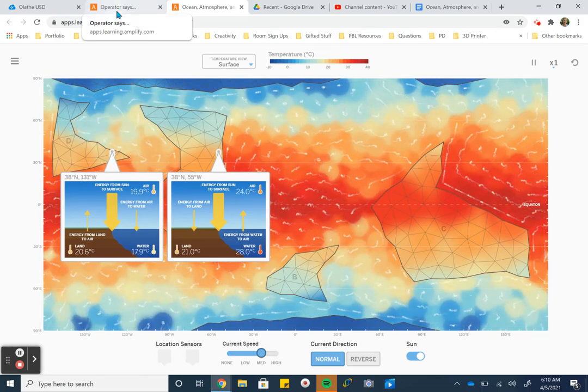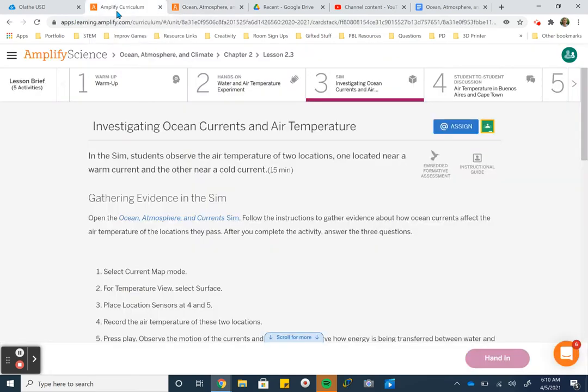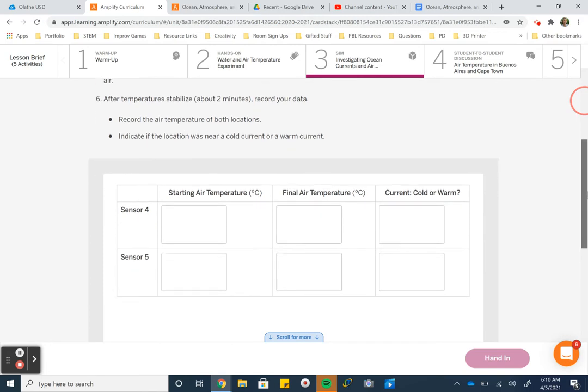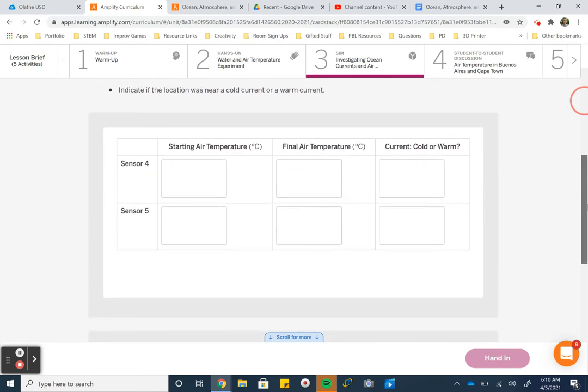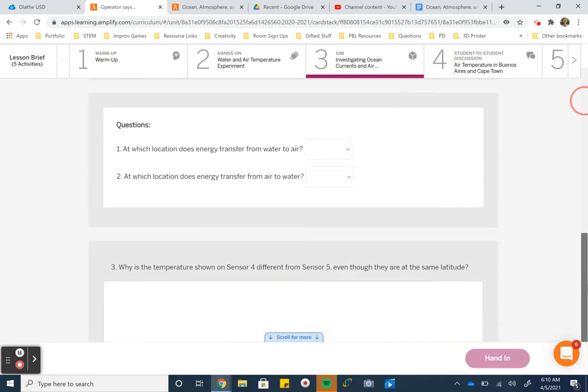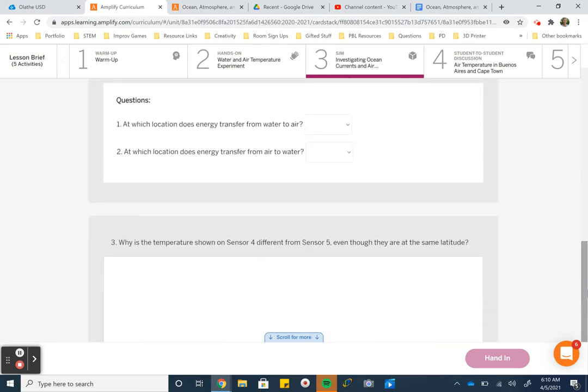After you feel like you understand energy transfer in the simulation, go back to the activity page and answer the questions. You may have to restart the sim to be able to fill out starting air temperatures. Answer the questions and hand in your work. Then move on to activities 4 and 5. Be sure to ask for help if you don't understand what you're looking at.